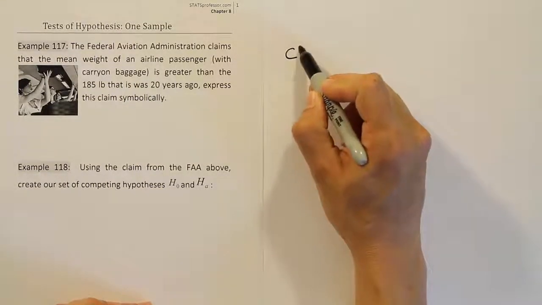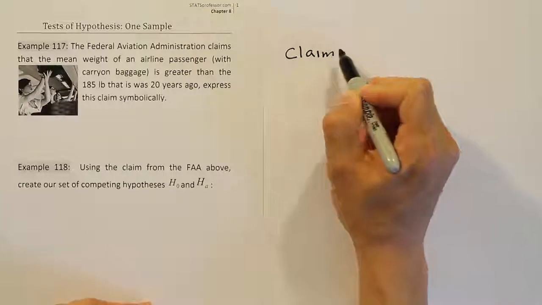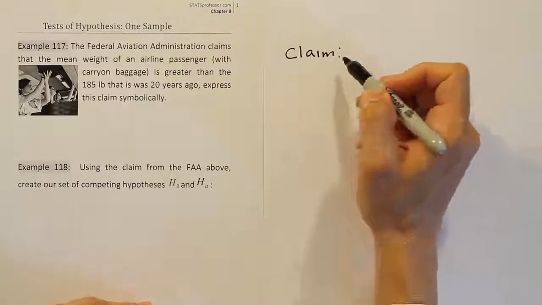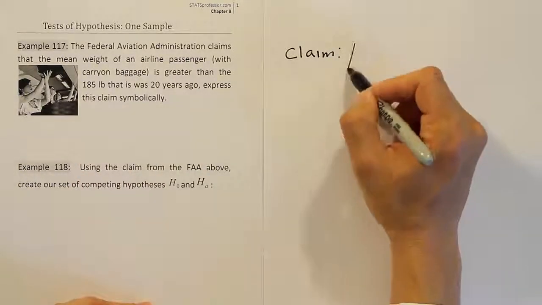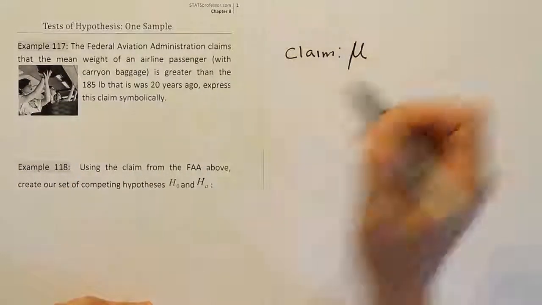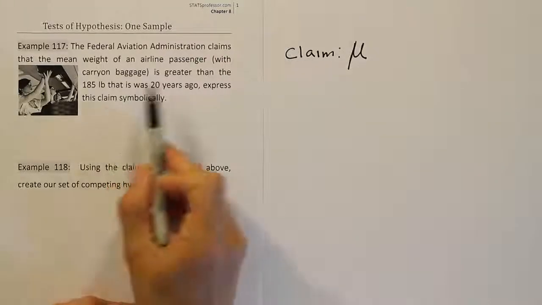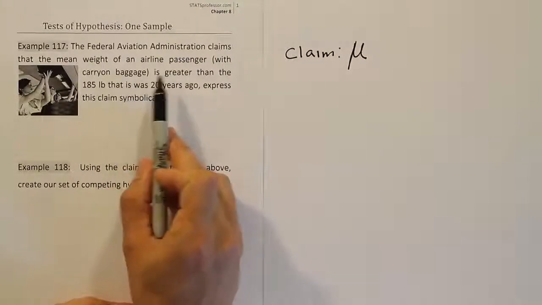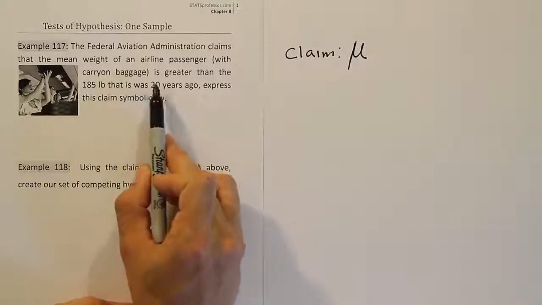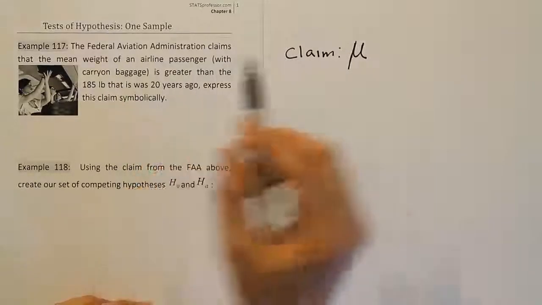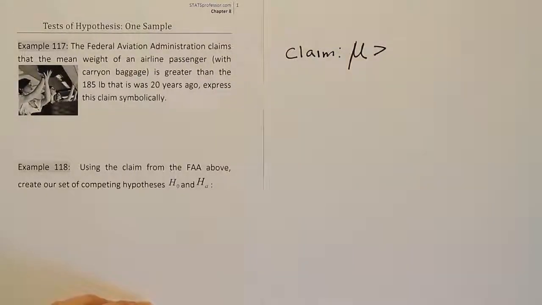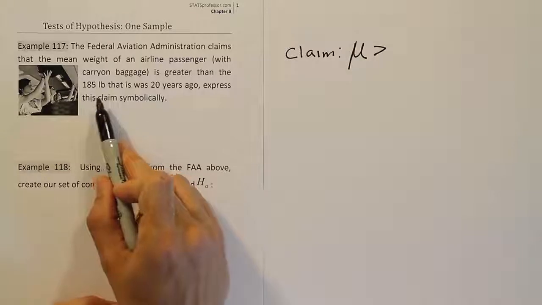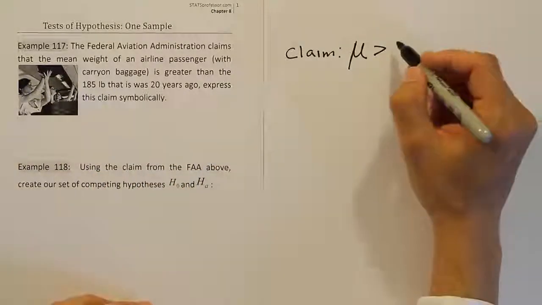So the claim in this problem is going to be as follows. It's going to say the mean weight, so we're going to use the symbol for mean, which is mu. All right, so there's our mu. And it says the mean weight of airline passengers with carry-on baggage, so all that cannot be expressed with math symbols, but this part can. It says is greater than, so greater than will be here. And then from there, we just need to put the number that it's supposed to be greater than. So is greater than the 185 pounds that it was 20 years ago.